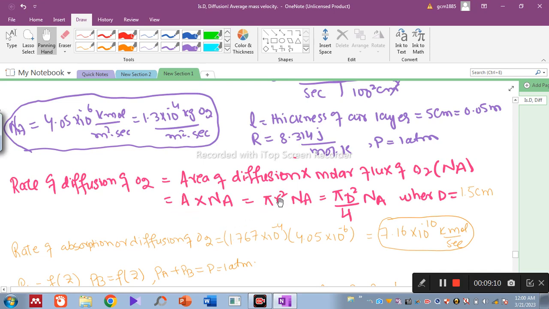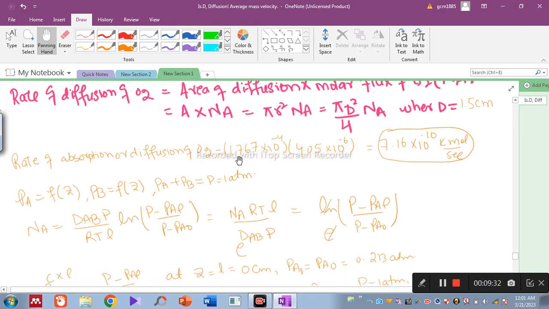This is the area, this is the radius of the test tube. The diameter divided by 2 is nothing but the radius, and the diameter of the test tube is 1.5 centimeter, which is given to us. Now putting the values in this equation, the rate of absorption of oxygen will be equal to 7.15 multiplied by 10 raised to the power minus 10 kilomole per second.